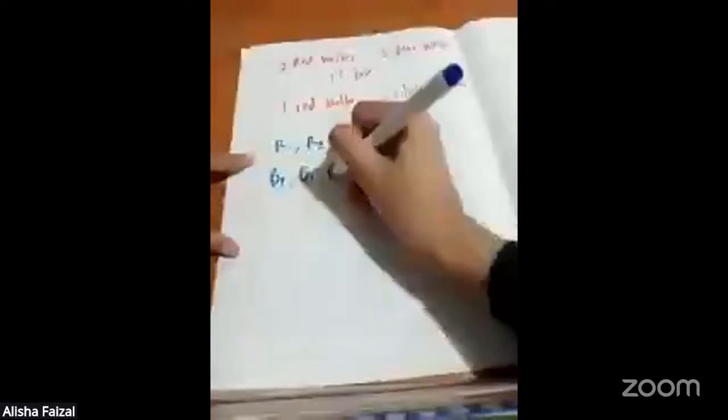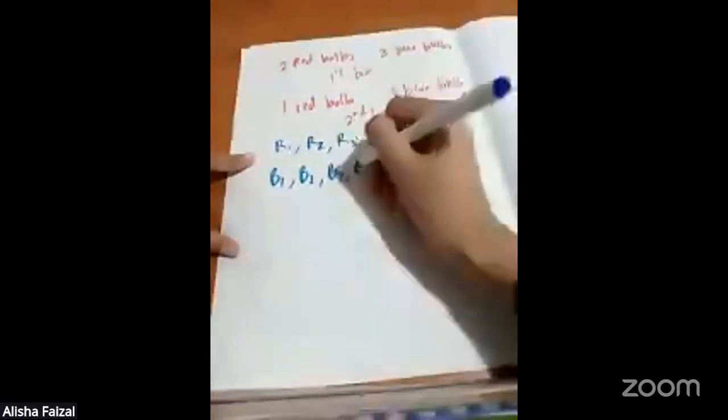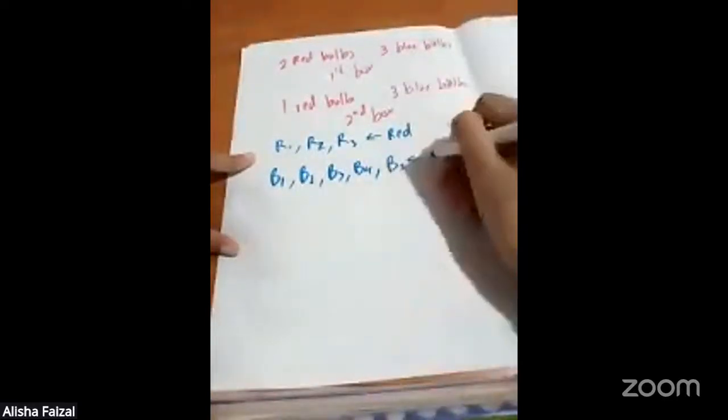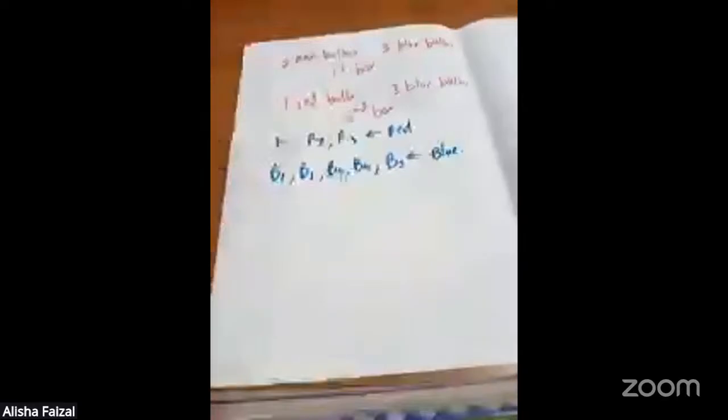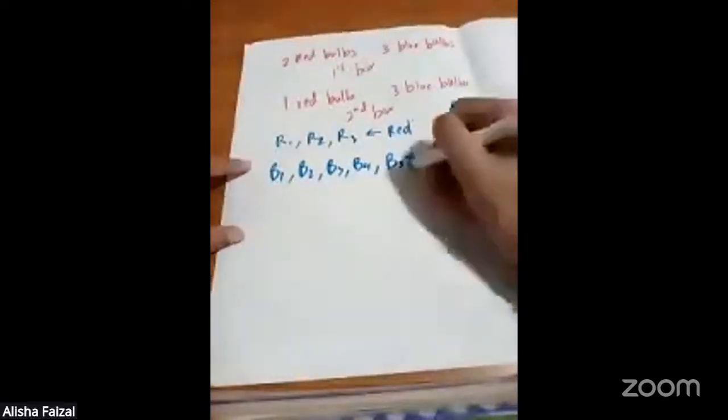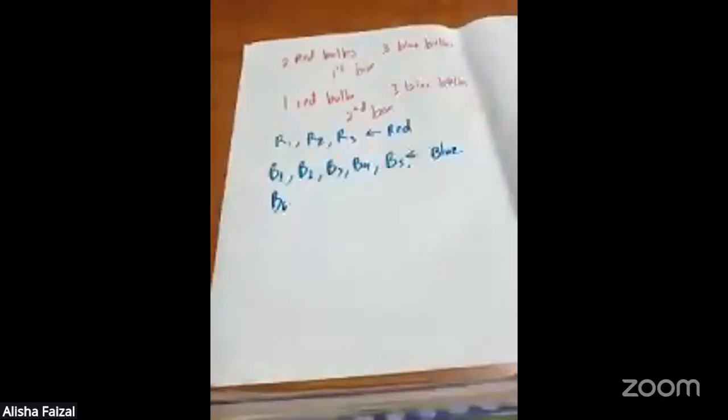And the blue bulbs are denoted by B1, B2, B3, B4, B5. Then, oh, B6 also. They've given one more. I hope all the data is there. Represent the sample space of the above mentioned random experiment on the given grid using the symbol X.